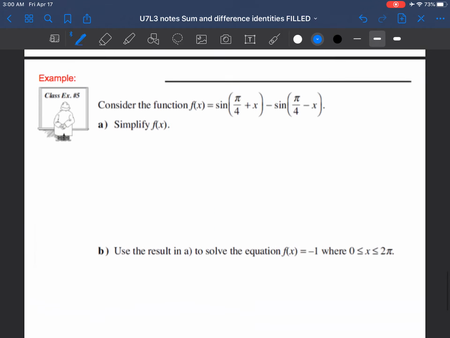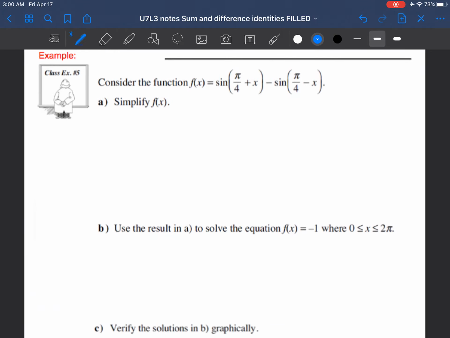Okay, last page, guys. Last page. So, yeah, pretty intense day, but it's okay. You guys are capable of handling it.